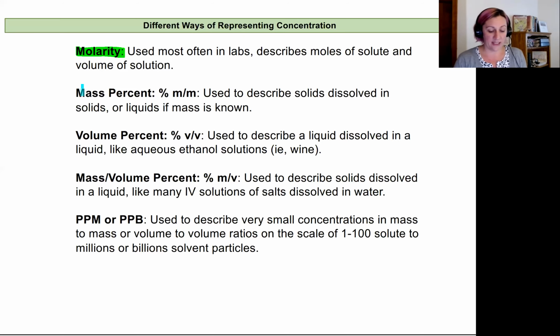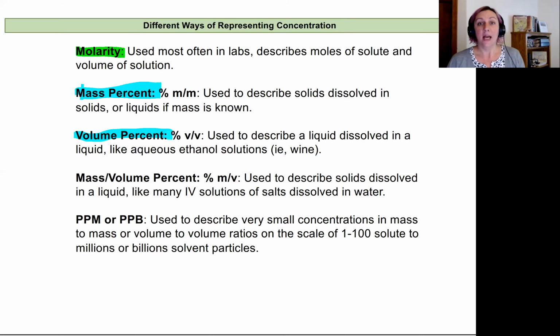So one of them is mass percent, which is like the mass of your solute divided by the mass of your solution. And we do use this one a lot when we are describing the concentration of a solid dissolved in something. Like, I weighed out 5 grams of this solute and added it to my solvent to make a solution. And so this is typically used when it's easier to know the mass of both the solvent and the solute.